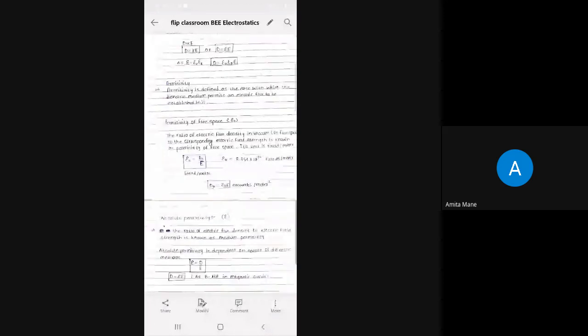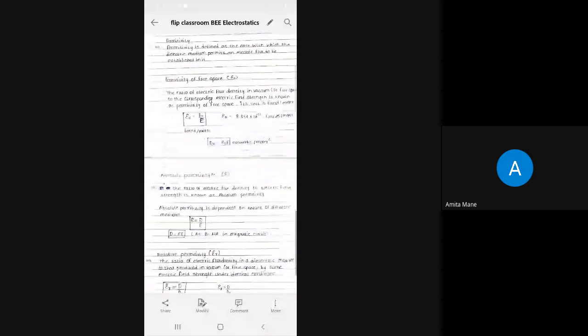So next concept is permittivity. Permittivity is defined as the ease with which the dielectric medium permits an electric flux to be established in it. So there are three types of permittivity. Permittivity of free space, which is called epsilon naught.